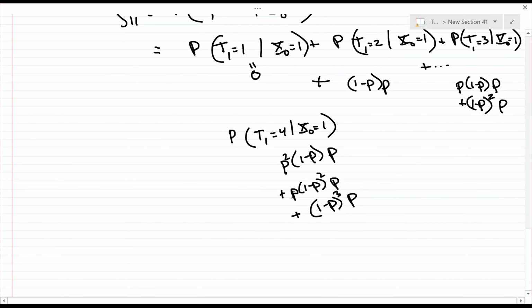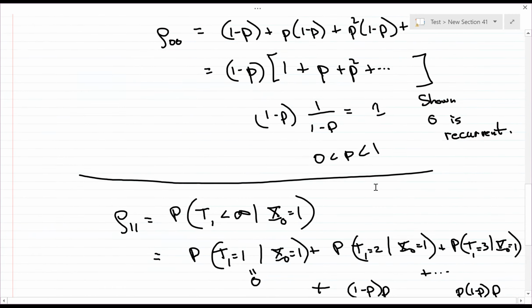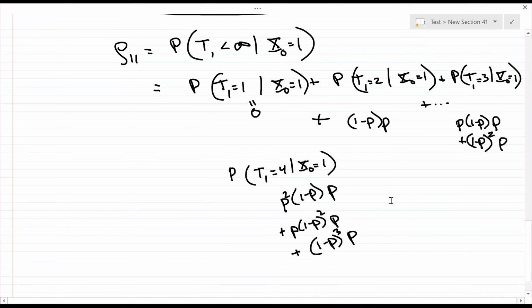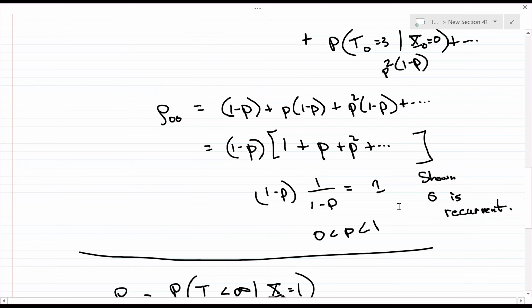I'm not saying there isn't a pattern here. There probably is. But I don't want to do this over and over again for different rows. So I think the theorem is probably what they want you to use. Questions?